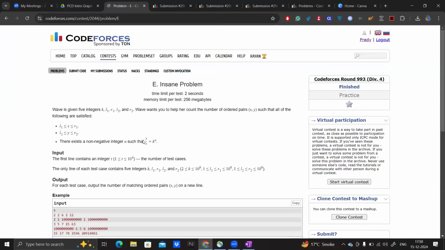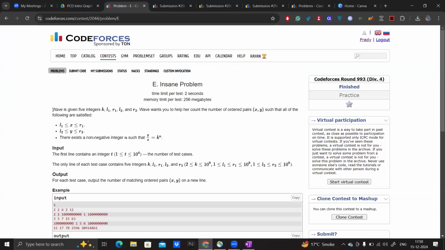Wave is given five integers k, L1, R1, L2, and R2. Wave wants you to help her count the number of ordered pairs such that all of the following are satisfied: L1 less than or equal to x less than or equal to R1, L2 less than or equal to y less than or equal to R2. That is, we have to find x and y such that y upon x is some power of k. We have been given k, and we want to find the number of elements in this range which are some power of k.